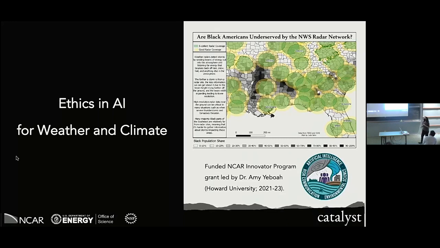So if we're creating, let's say, an AI model that predicts severe convective storms using radar-generated images, will we end up seeing some of these gaps in our AI models as well? I don't know. It's just a question I pose. This is just one example. How many more are there? And so I just end with that, just to be careful.